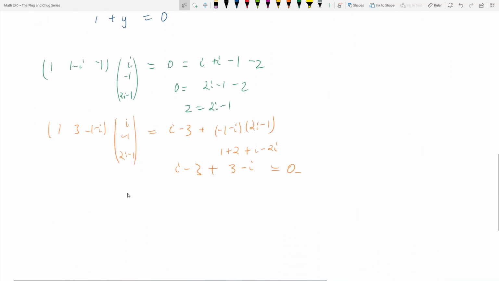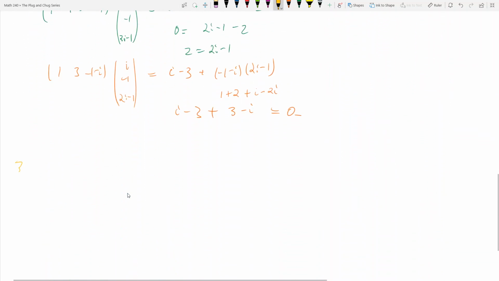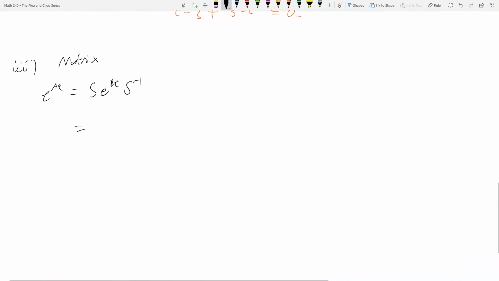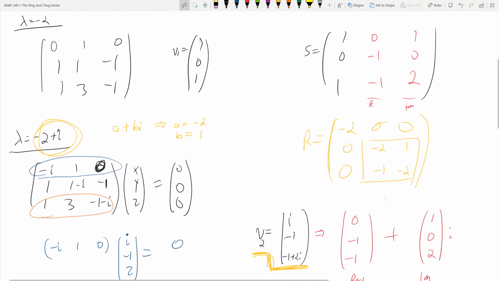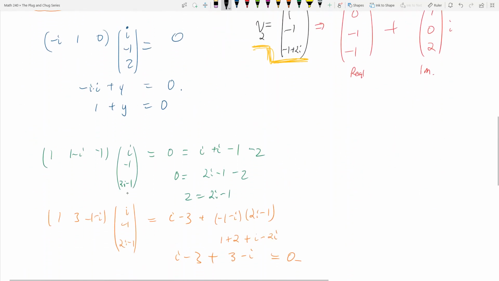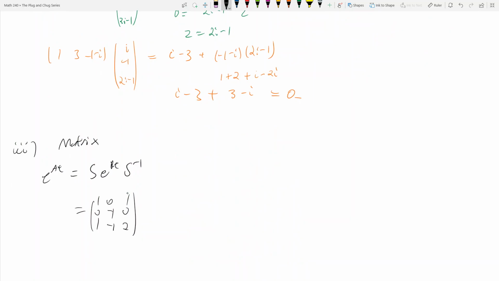So, exciting. To find the matrix exponential, it makes sense to say e to the At is equal to S e to the Rt S inverse. So that's going to be S, which is 1, 0, 1, 0, negative 1, negative 1, 1, 0, 2, I believe. Yes. And e to the Rt. Right now we have just R, not e to the Rt, so we'll find that, and then we've got S inverse, which I don't want to find.